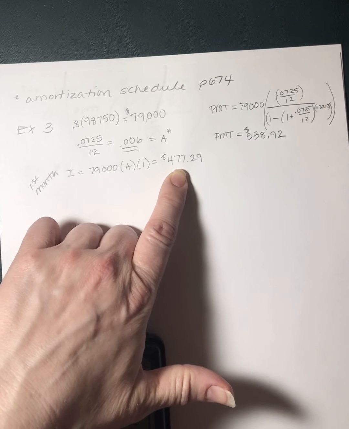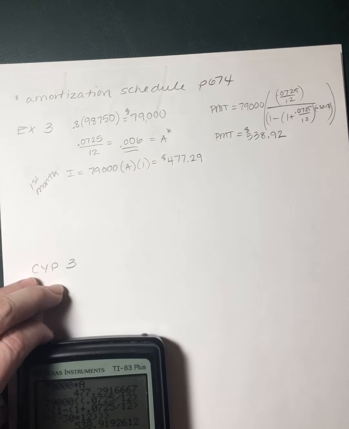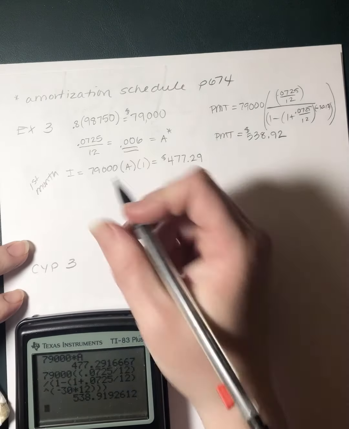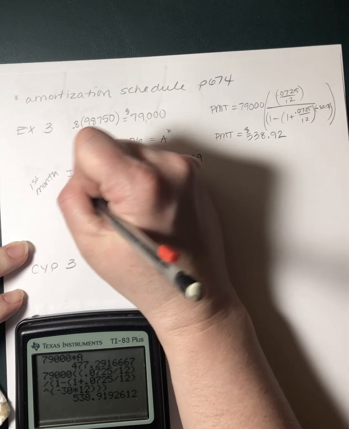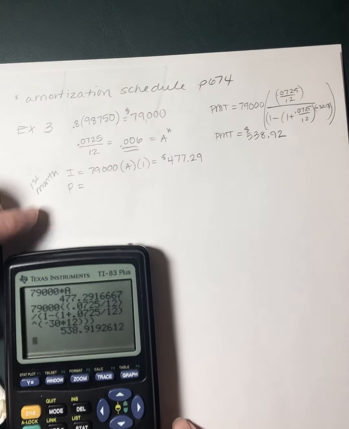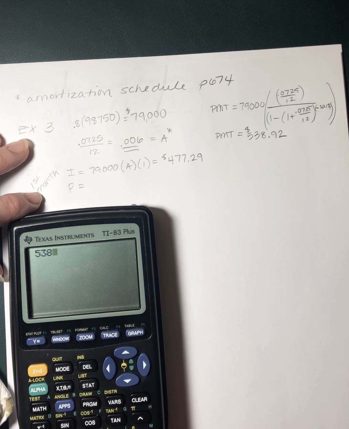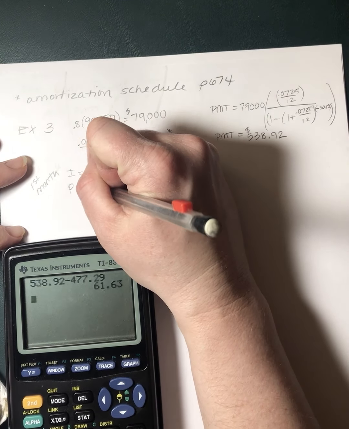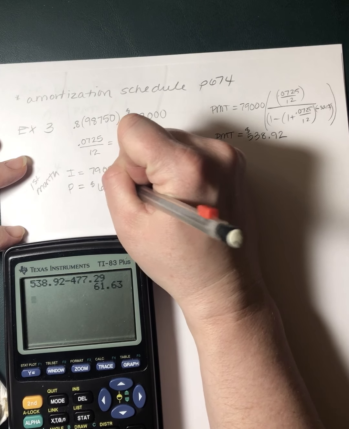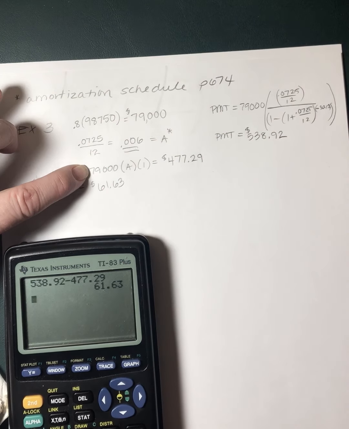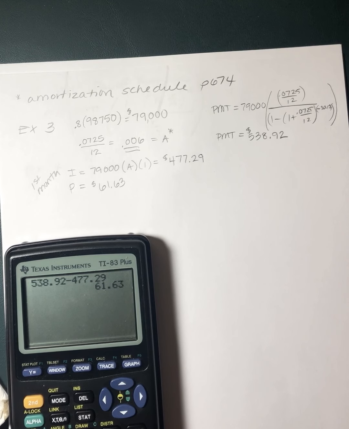So for my first month, my interest was $477.29. So if I want to find out what my principal is for my first month, I take the $538.92 minus $477.29. So unfortunately, only $61.63 comes off of my loan value. Okay. So that's the first month.